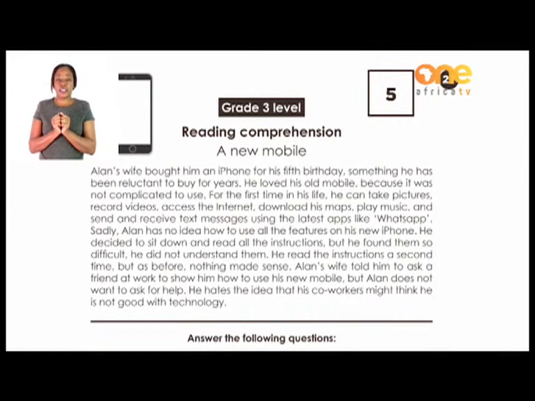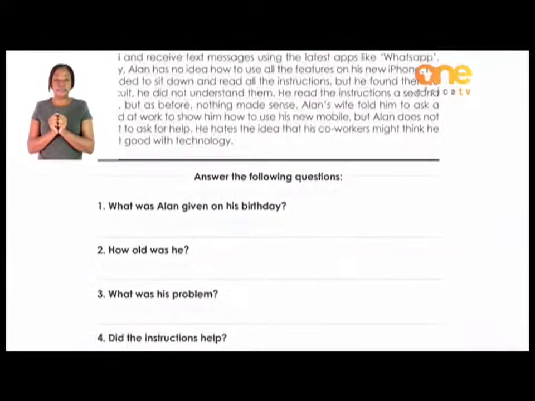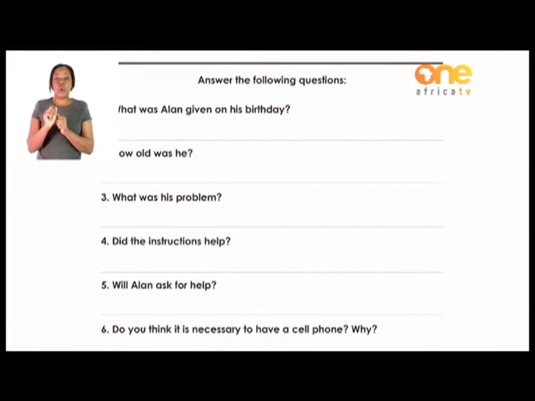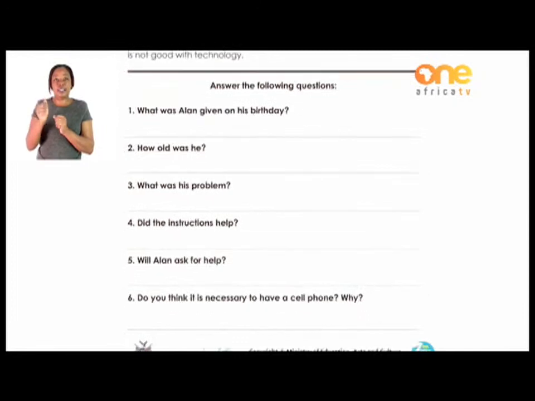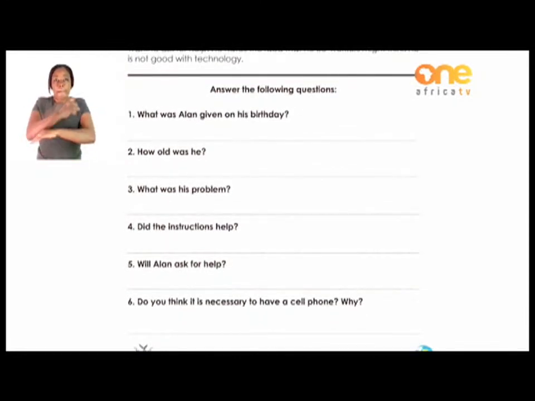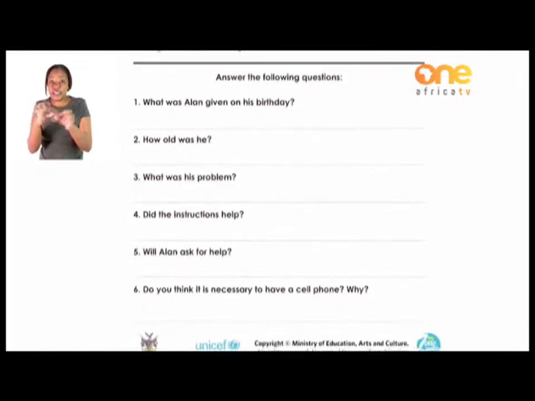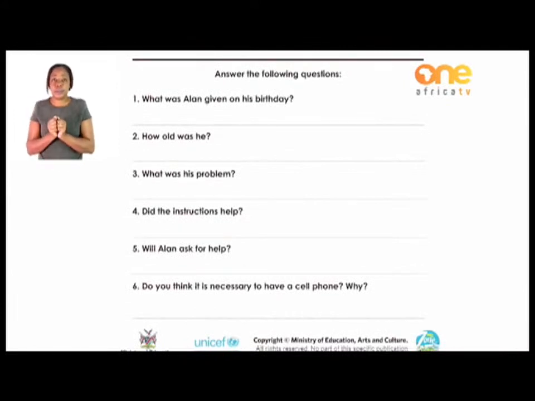Now let's answer the questions. The first question says, what was Alan given on his birthday? What was he given? You just have to go back to your passage again if you have forgotten what you have read. Read it again. Number 2, how old was he? Is also in the passage. Don't scratch your head. Just go back to the passage.